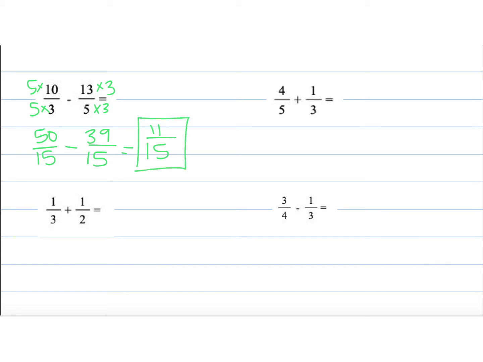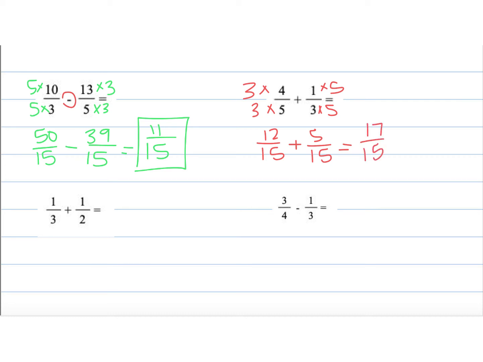Next one, 4/5 plus 1/3. Always make sure you pay close attention to whatever it is that you're doing, addition or subtraction, so we don't mess that part up. Common denominator, again, is going to be 15, so I'm going to multiply this side by 3. Multiply top and bottom, so my new fraction would be 12 over 15, plus multiply this side by 5. My new fraction would be 5 over 15. So now I can add my numerators together. 12 plus 5 is 17 fifteenths.